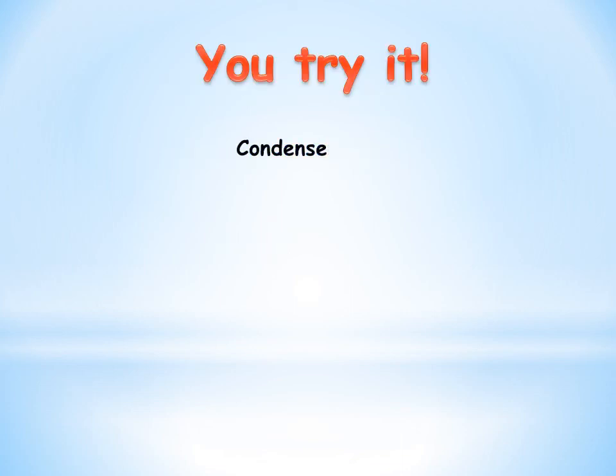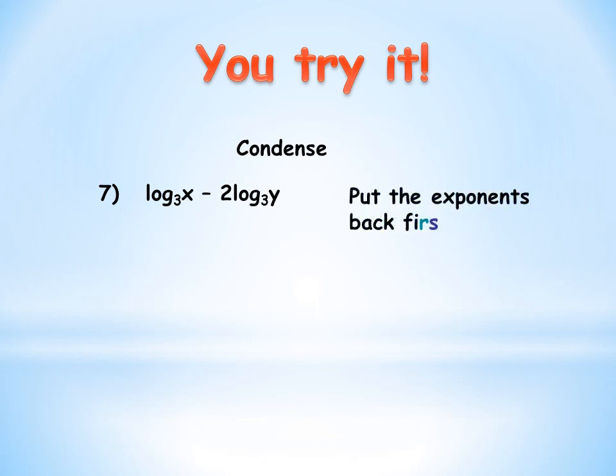All right, you try this and condense this one. Go ahead and pause the video and see how you do. All right, let's take a look. I'm going to put the exponents back first, so this 2 will go back up on the y. Anything negative will be in the denominator, anything positive in the numerator, and I'm going to write log 3 just once.